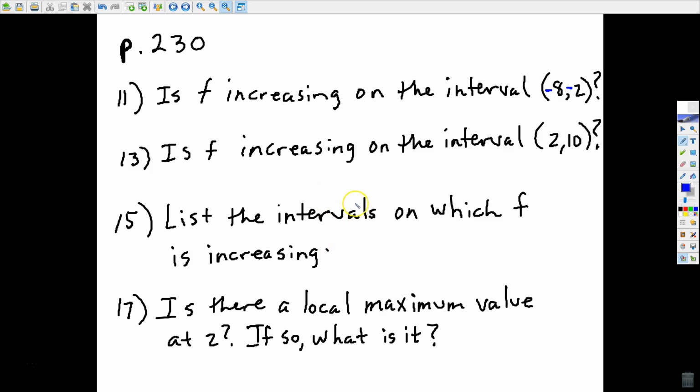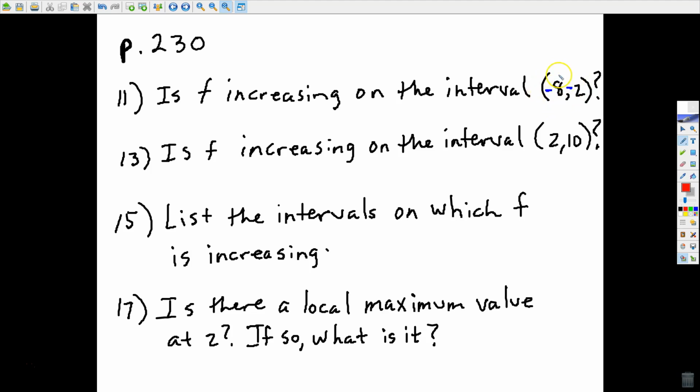Okay, so looking at the graph that you see there at the bottom of page 230, let's talk about what it refers to when we ask whether a function is increasing on a particular interval. The first question that we're going to answer, number 11, is: is the function increasing on the interval from -8 to -2? First of all, this is an interval. This isn't talking about an ordered pair. The interval is from x is -8 to x is -2.